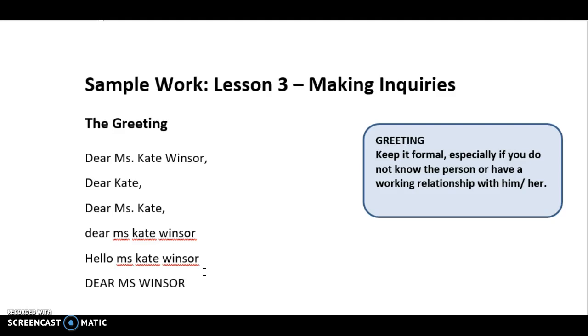So first of all, let's begin with what we call the greeting. And since the greeting in such an email is formal, we want to keep it that way. You don't know the person. You don't have a working relationship with that person. So we need to keep it formal. So let's take a look at the various different greetings that appeared in your work.